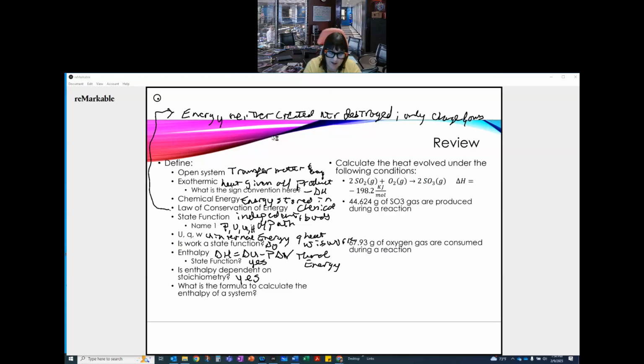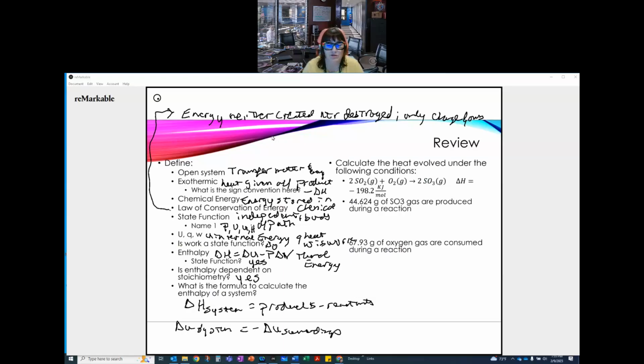What is the formula to calculate the enthalpy of a system? It depends on what you're talking about here. So I can say that the enthalpy of my system is equal to the enthalpy of my products minus my reactants. I also know that the delta U of my system is equal to the negative delta U of the surroundings. So that's another way that I can look at that.